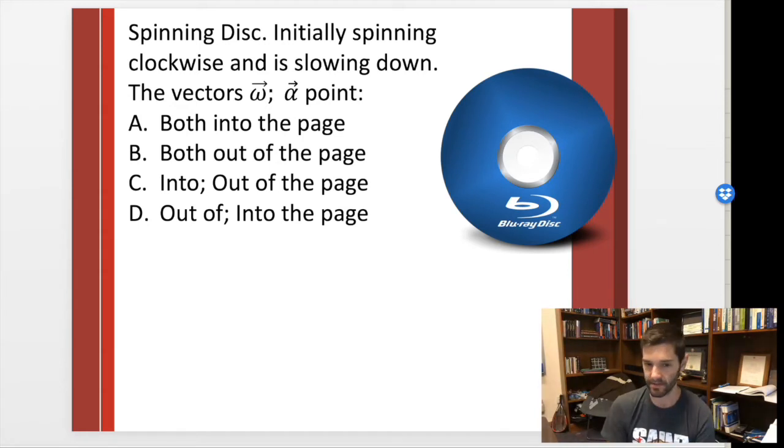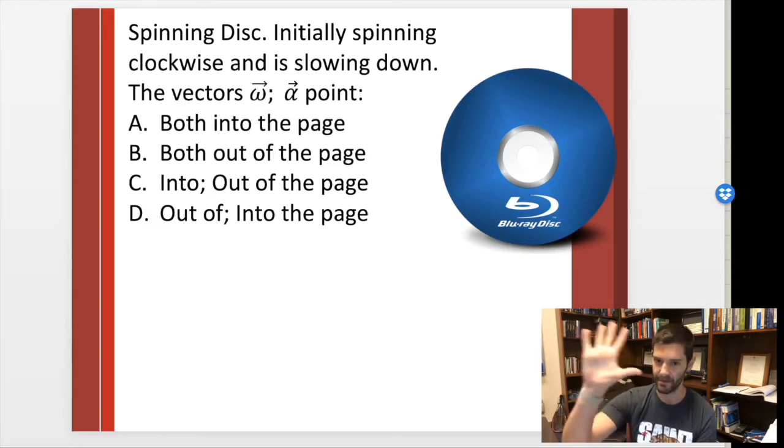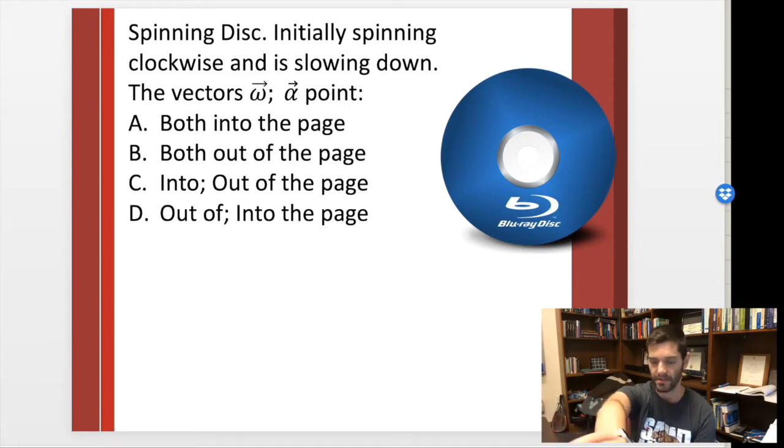So in this case, I would think that if the spin is clockwise, then I need to be able to take my right hand and curl my fingers so that they also curl in the clockwise direction. I can only do that if my thumb is pointing into the screen. So I would say that omega points into the page, so that makes it either A or C.